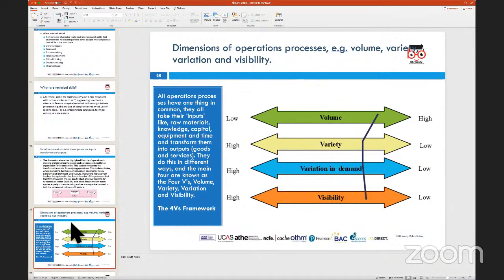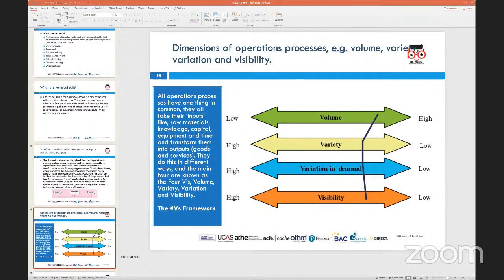The second one that we look at is basically the dimensions of operational processes, which is called the 4V framework. This 4V framework is basically a framework which talks about 4 different key areas within operations. One is volume. The second is variety, which is different types of products. Third is variation, or customization in products with regards to demand coming from the market. And last but not the least, visibility.